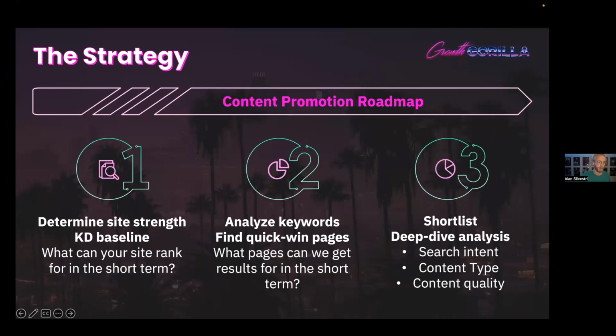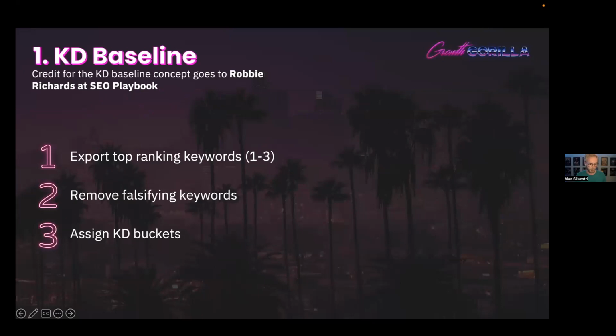So the content promotion roadmap is basically a 3-step framework, all right? Step number 1 is to determine what we call the keyword difficulty baseline, which is essentially your website strength. Step number 2 is to analyze the keywords to find what we call quick win pages. And step number 3 is to do a deep dive analysis, which is essentially making sure that the search intent, content type, and the content quality make sense for the keywords that you want to target. Let's have a look at the steps in more detail.